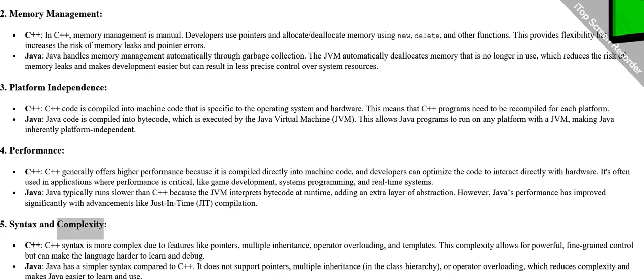5. Syntax and complexity. C++. C++ syntax is more complex due to features like pointers, multiple inheritance, operator overloading, and templates. This complexity allows for powerful, fine-grained control but can make the language harder to learn and debug. Java. Java has a simpler syntax compared to C++. It does not support pointers, multiple inheritance in the class hierarchy, or operator overloading, which reduces complexity and makes Java easier to learn and use.